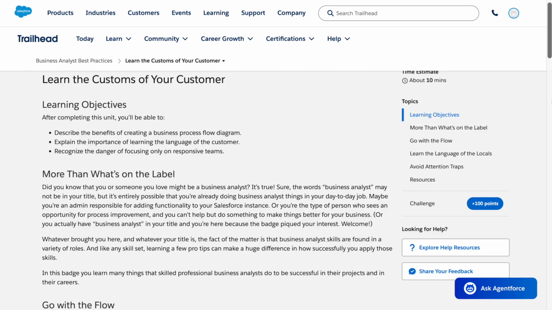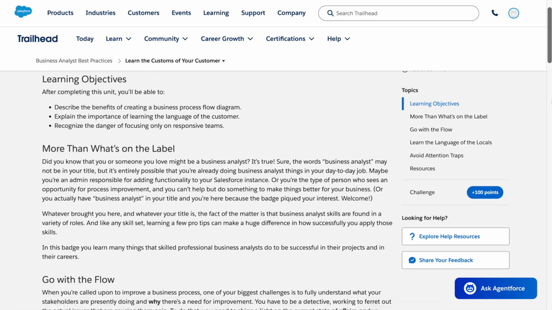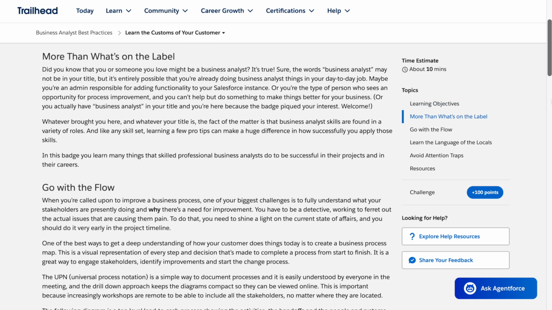Learn the customs of your customer. Learning objectives. After completing this unit, you'll be able to describe the benefits of creating a business process flow diagram, explain the importance of learning the language of the customer, recognize the danger of focusing only on responsive teams. More than what's on the label.